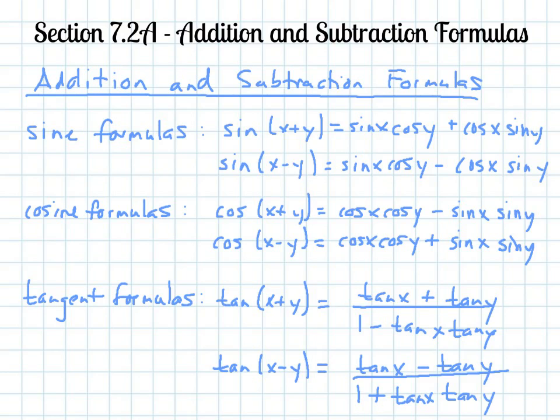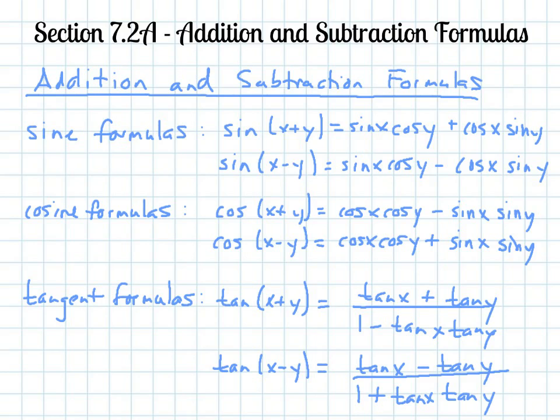But we'll use these to help us evaluate expressions for certain angles that are not necessarily on the unit circle, like numbers that are in between pi over 3 and pi over 4, or in between pi over 6 and pi over 2, where we don't really know the point, but we can figure out the ratio using these formulas.